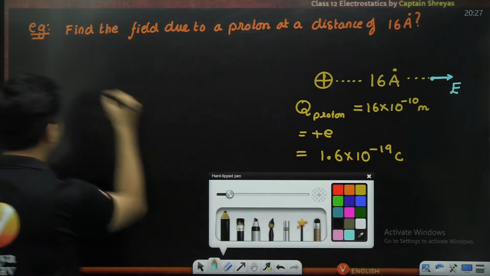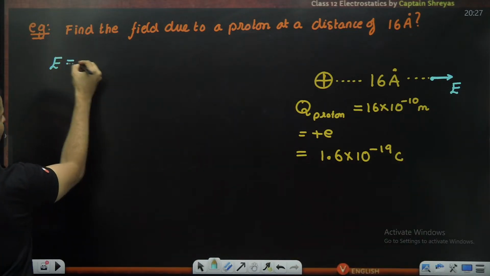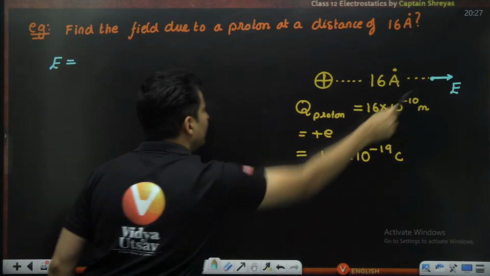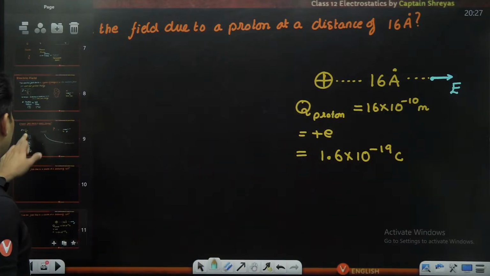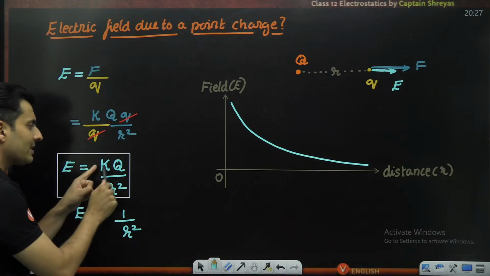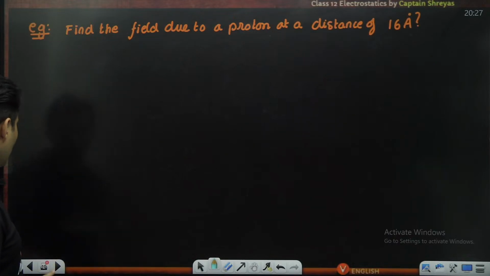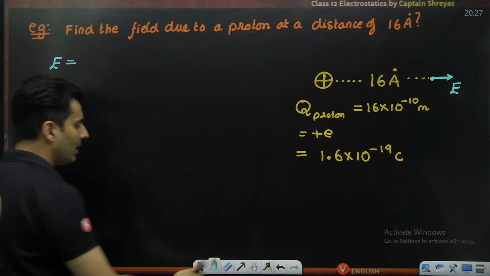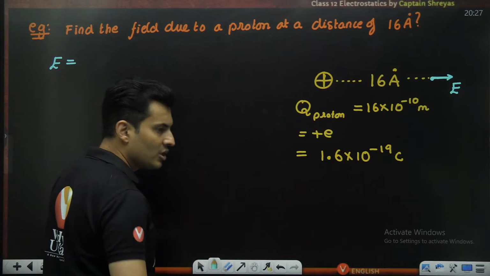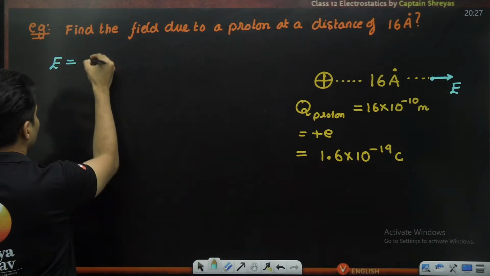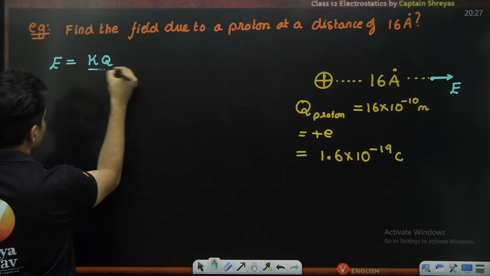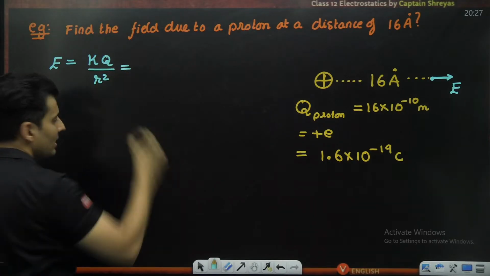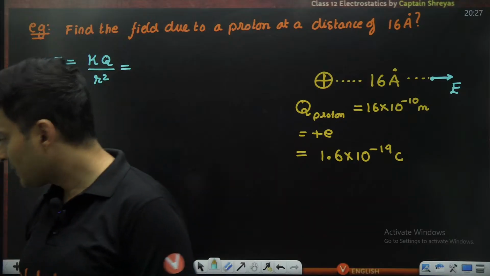So if I want to find the electric field, this is a point charge, and this is the distance. For that, I just give you the formula: E is kq divided by r square. E is nothing but kq divided by r square, isn't it? So let's use that. K into q divided by r square. Everyone with me on this?